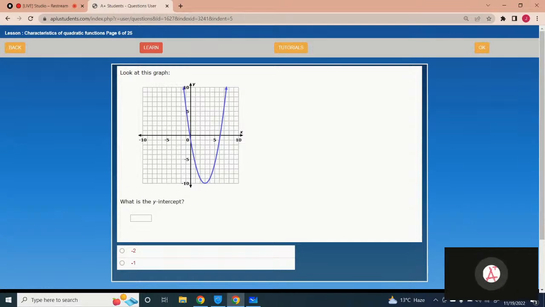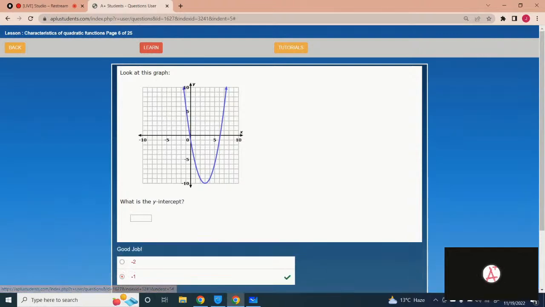Okay, look at the graph. What is the y-intercept? The y-intercept is the point where the graph intersects the y-axis. So the graph intersects the y-axis at the point, I think it is -1. Yes, very good. It is -1. Just select the correct option, click on the OK button.